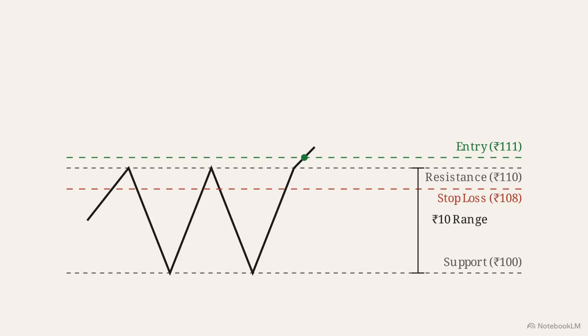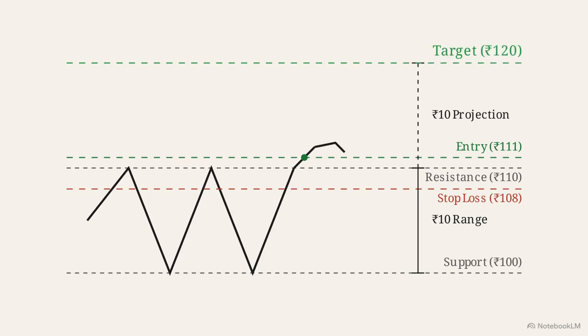To calculate the profit target, measure the height of the consolidation range. 110 minus 100 gives a 10 rupee difference. You add that 10 rupee height to your breakout level. 110 plus 10 establishes a clear profit target at 120 rupees.